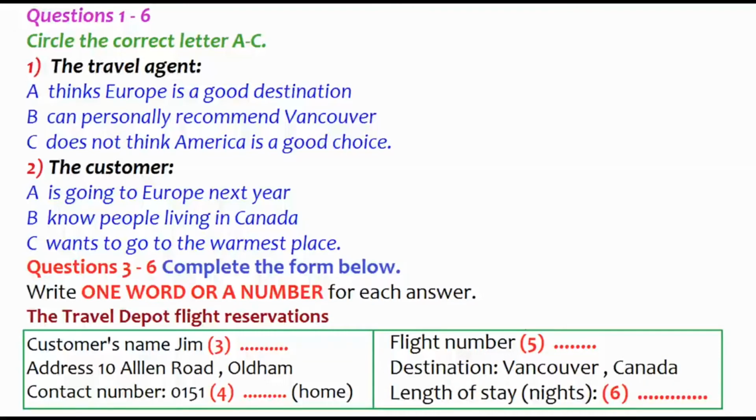Jim Jackson. Is that Jackson? That's right. And can I take an address and contact number? Yes, it's 10 Allen Road, Oldham. Do you want a home number or my mobile? Either's fine. Well, my home number is 0151 433 398. Okay, so you're booked on flight number VN217 to Vancouver, leaving London Heathrow at 11:35 in the morning on the 25th and returning on the 14th. So that's 20 nights. Now, one more thing.